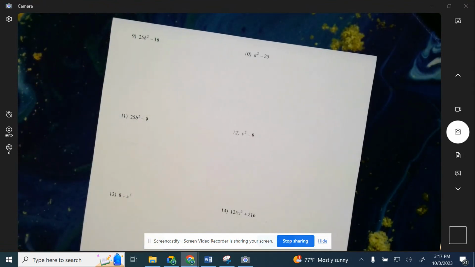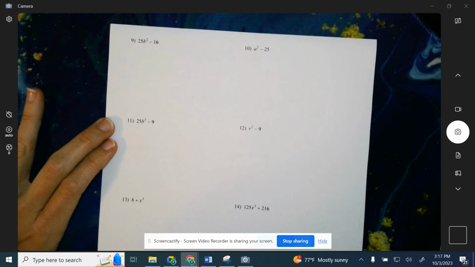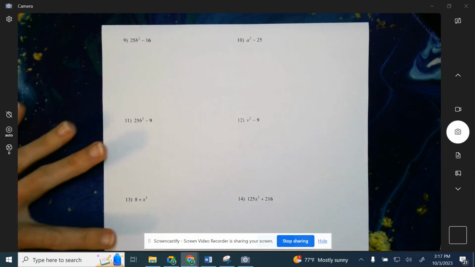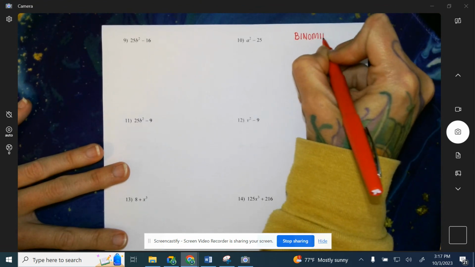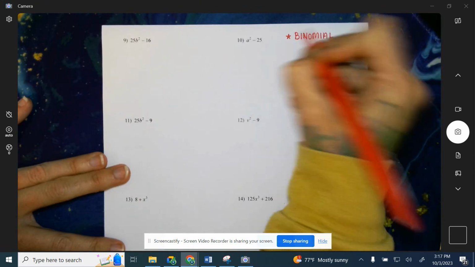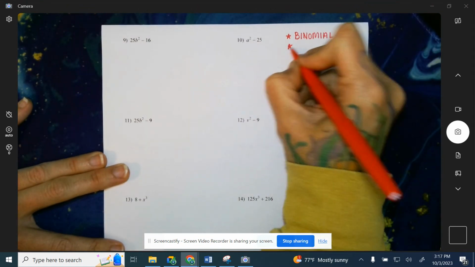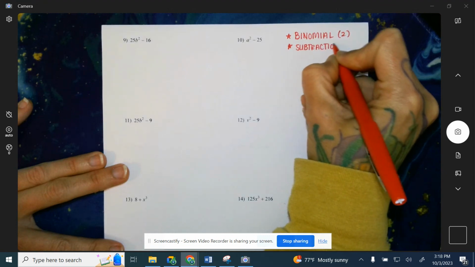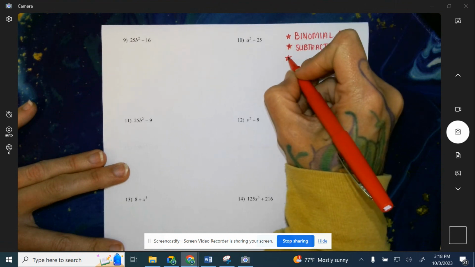Now, that works for trinomials. That means when you have 3 terms, the standard form, ax squared plus bx plus c. Now, if you have a binomial, which means 2 terms, you're going to think this is your favorite way to factor. Binomial is a must, means 2 terms. It has to be subtraction. And then it has to be perfect squares.